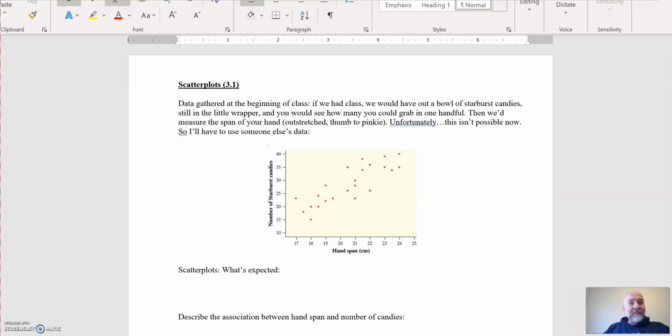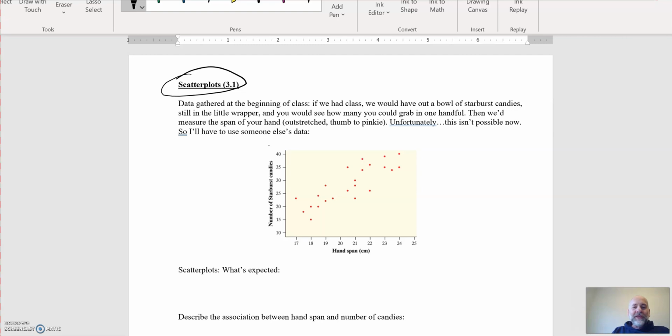So we're starting chapter 3, which begins with scatter plots. What we're looking at is two-variable quantitative information, which we haven't done before. So we've got two different variables. We measure them both quantitatively, and then what do we do with that? Here's an example of the kinds of things that you're going to see.